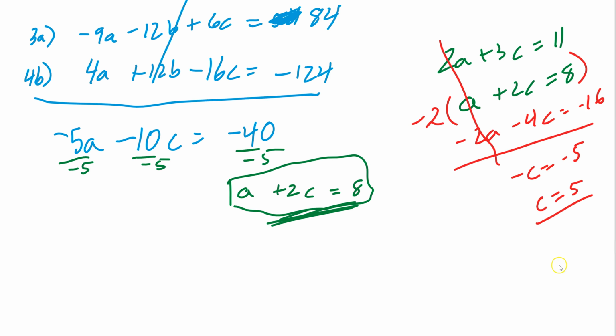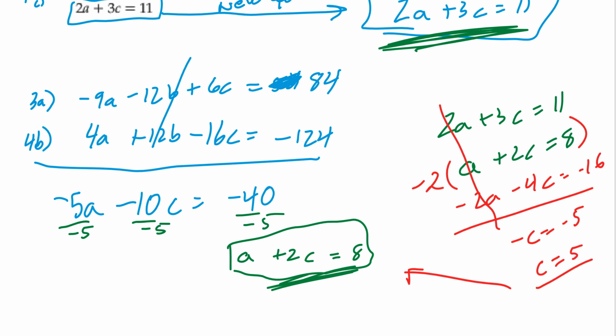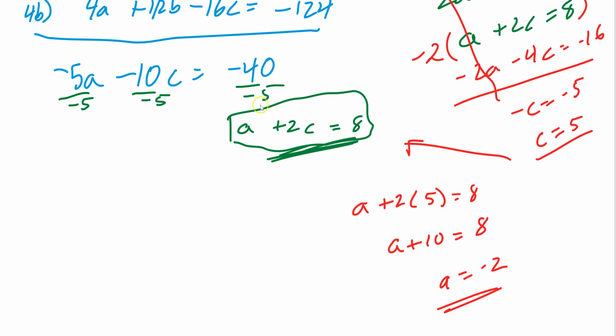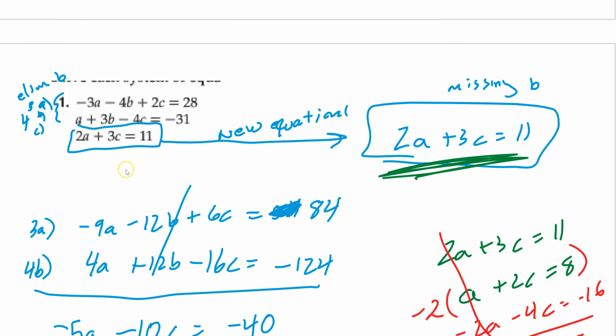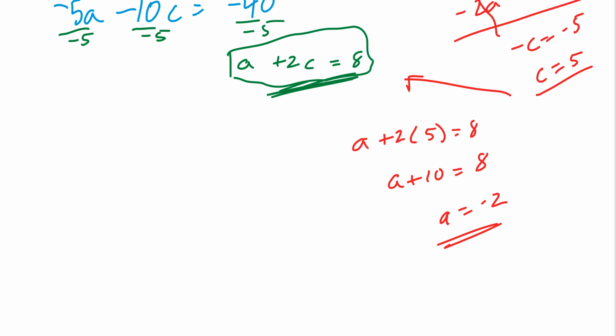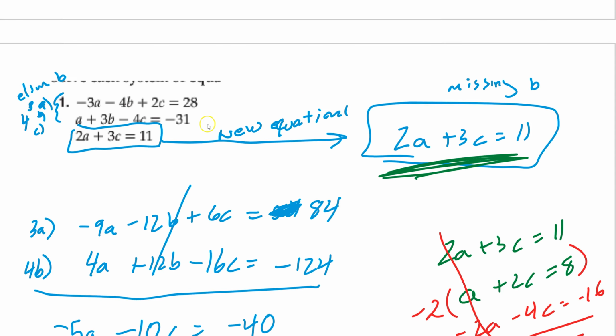So once you get one, don't forget to go back, sub it in, find the other one. You can plug it into any one of the two new equations, that one or that one, doesn't matter. So I'll use that one because it's right there. So a plus 2 times 5 equals 8. A plus 10 equals 8. A equals negative 2. So I have two of them. All I gotta do is go back, plug it into any one of the original ones to find my b. Well, I can't plug into that one because it doesn't have a b, but I'll use the middle one maybe. A plus 3b minus 4c equals, I think, negative 27 or something? Negative 31.